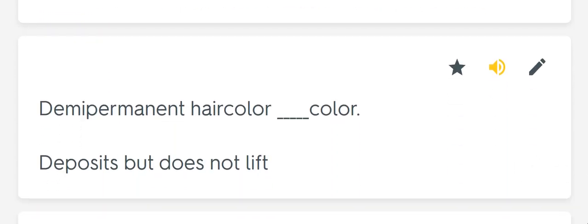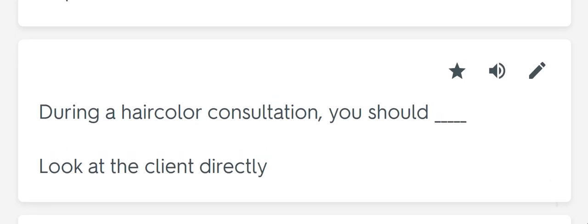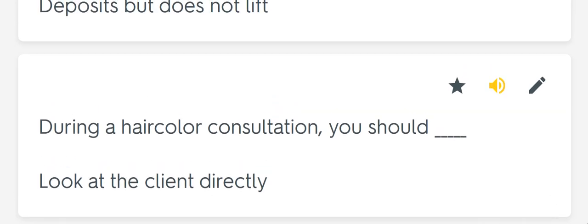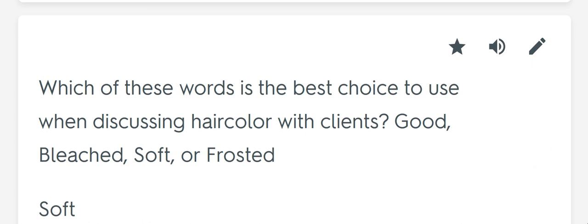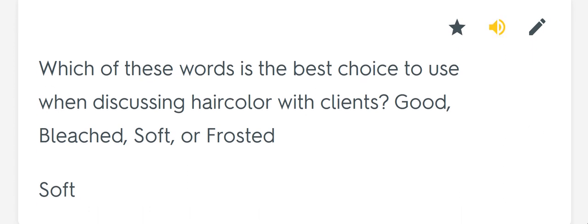Demi-permanent hair color deposits but does not lift. During a hair color consultation, you should look at the client directly. Which of these words is the best choice to use when discussing hair color with clients? Good, bleached, soft, or frosted? Soft.